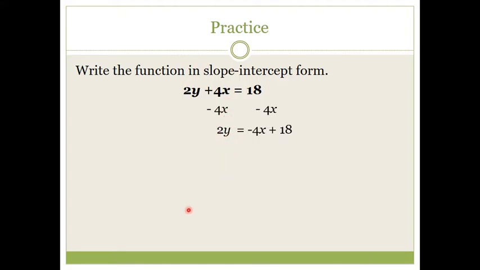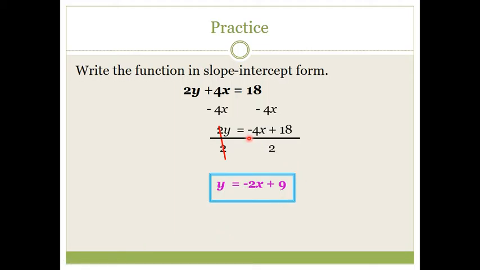It's being multiplied by 2. Right? So to undo multiplying by 2, I have to divide by 2. When I divide by 2, I divide everything by 2. Every single term needs to be divided by 2. So both the negative 4 and the 18 need to be divided by 2. And that's how I get that negative 4 divided by 2 yielded negative 2, and 18 divided by 2 is 9. So now we have an equation that is in slope-intercept form, where the slope now is negative 2, and the y-intercept is at 9.